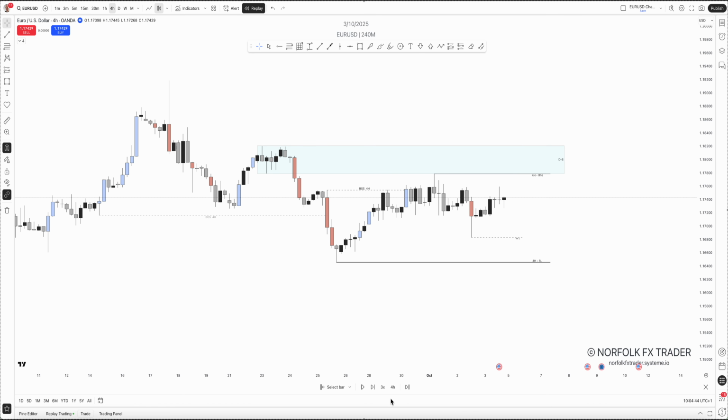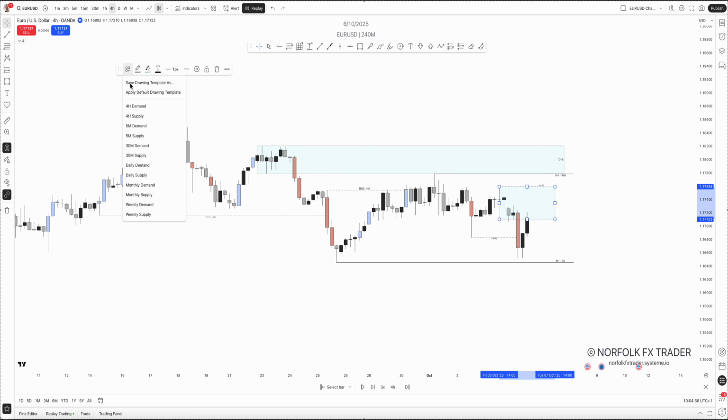So let's see if we get a break to the downside. And we do. We get a break to downside. So now we've got an internal structure that is bearish. We've got a current high, and we can mark this off as a 4-hour current supply. So I'm going to mark off this as my 4-hour supply.